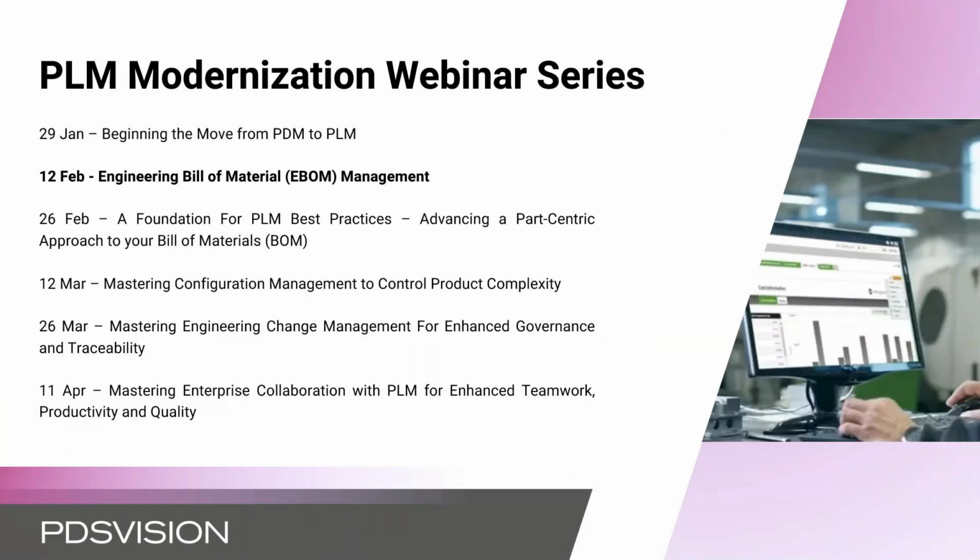So this is session number 2 of 6 in the series, each extending from the previous one. The first one was just looking at the beginning of moving from PDM to PLM. Now we're going to be focusing on bill of materials, or the EBOM, and then the next one will extend on this by advancing the part-centric approach to your BOM. And then we move on to change management and configuration management and all those other juicy topics.